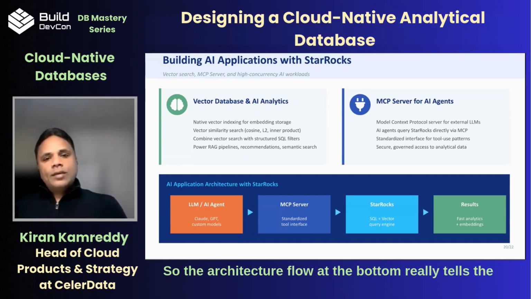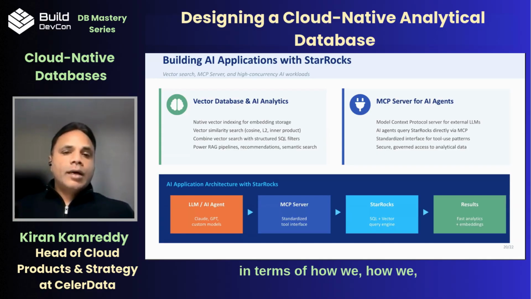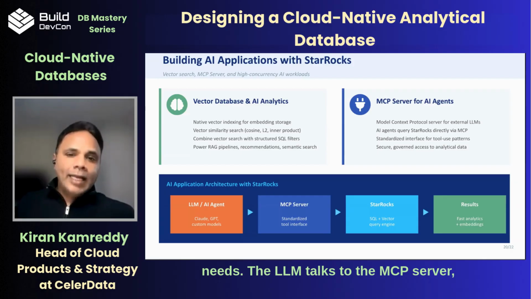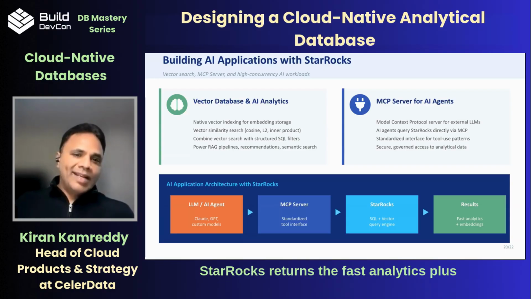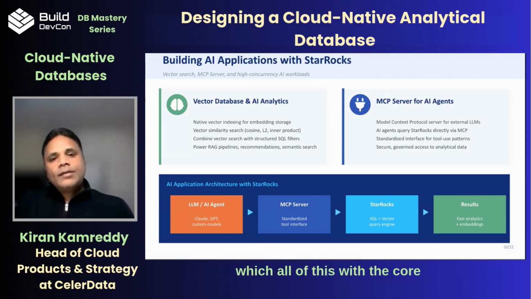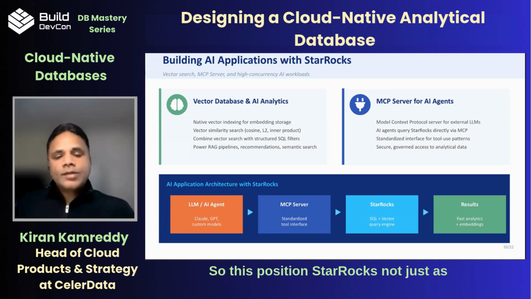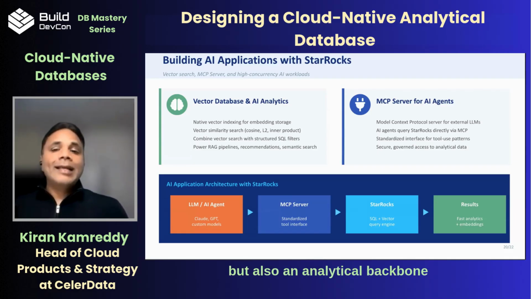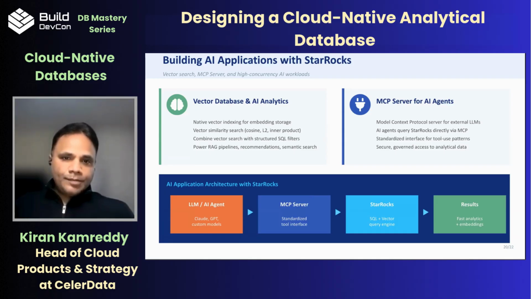The architecture flow at the bottom tells the broader story of how we help our customers with their AI needs. The LLM talks to the MCP server, which talks to StarRocks, which returns fast analytics plus embedding results, all with the core database capabilities around high concurrency, governed access, and standard protocol. So this positions StarRocks not just as an analytical database, but also as an analytical backbone for your AI application ecosystem.